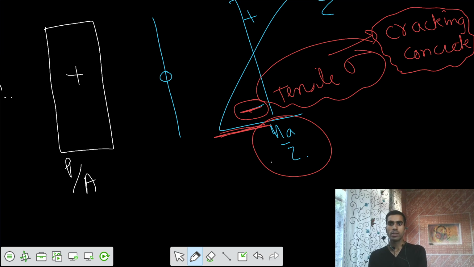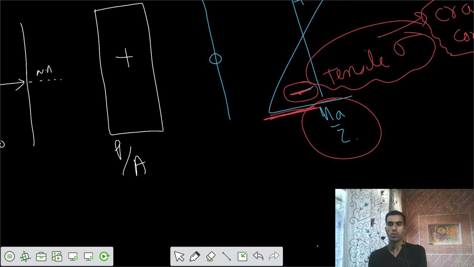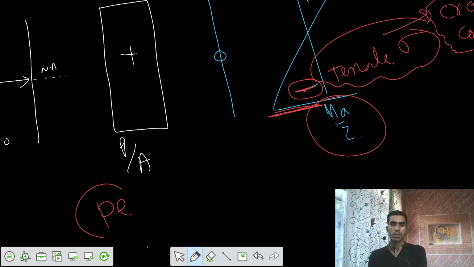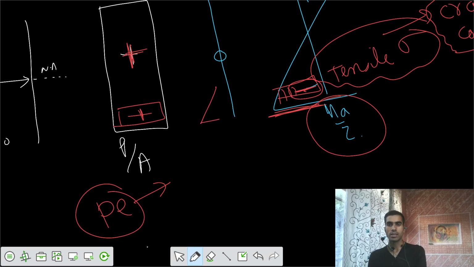And to avoid this cracking of the concrete, your P into E comes into effect. Because of this compressive stress, it has a negative effect here. If there is some positive value here and some negative value here also, the net value will be lesser compared to the initial case. So the effect of cracking gets decreased. Cracking possibility reduces because of this prestressed concrete. Do you see that the cracking tendency gets reduced?